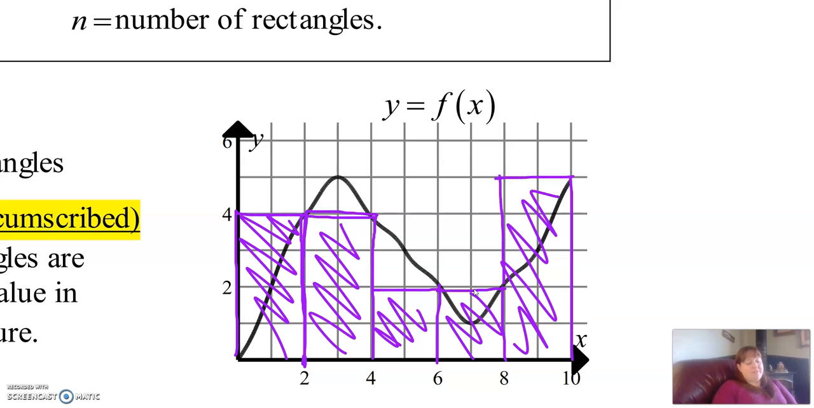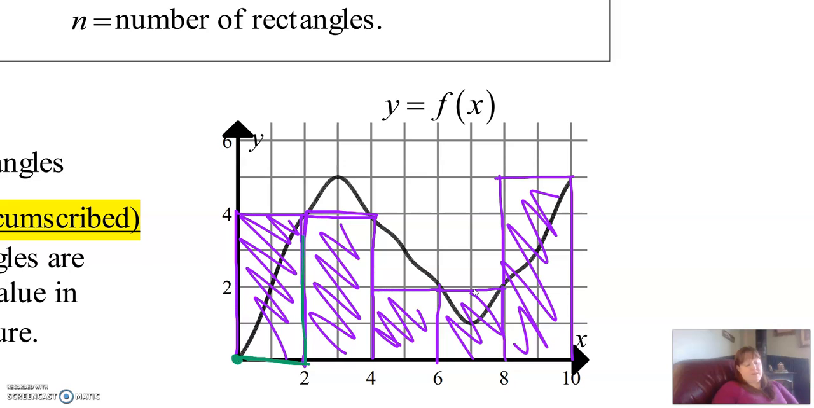Okay, let's look at what a left hand would look like. Actually, let's see if we can do it without it being too messy. A left hand, we would have 5 equal rectangles just like we wanted before, but our rectangle is going to be the height of it on the left side. So in this case, the left side of the rectangle is at 0, so the height of this one is 0.